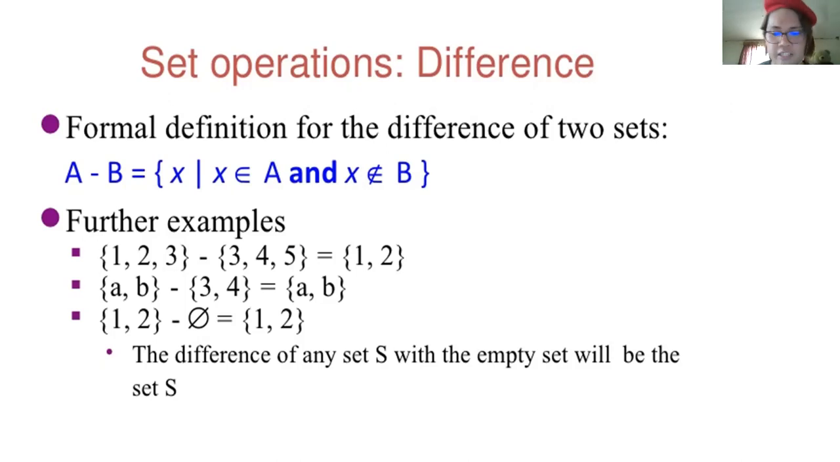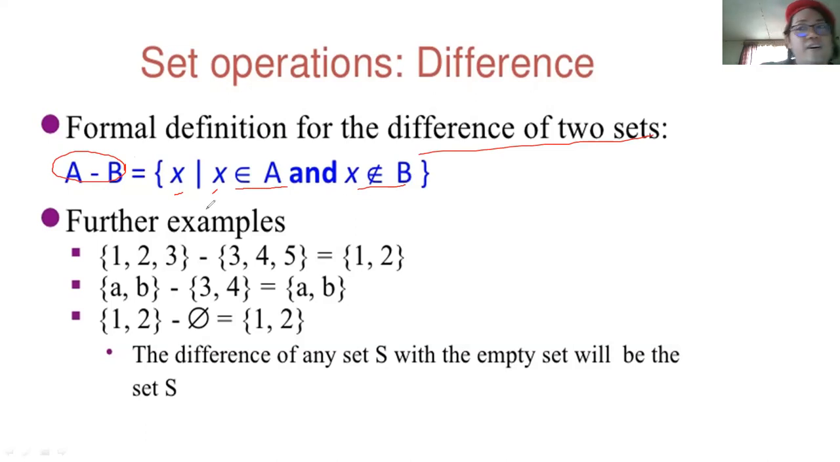We can now formally define the difference of sets. The formal definition: this symbol, A minus B, represents the difference of two sets. Again, A minus B means, using set builder notation, X such that X is an element of A and X is not an element of B. Belongs to A but does not belong to B.